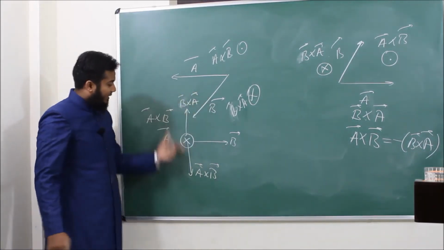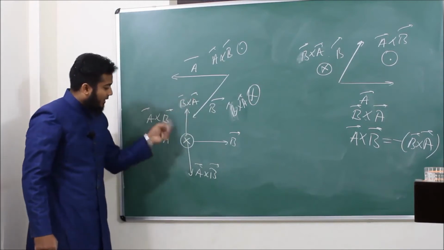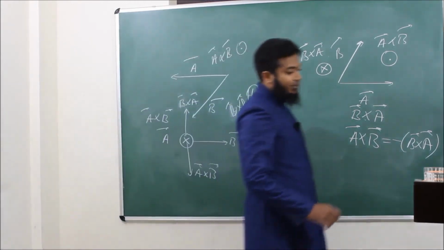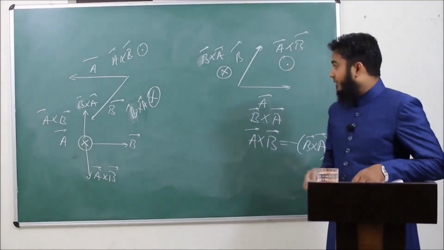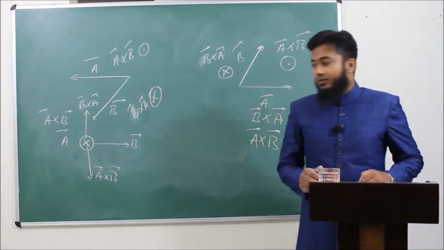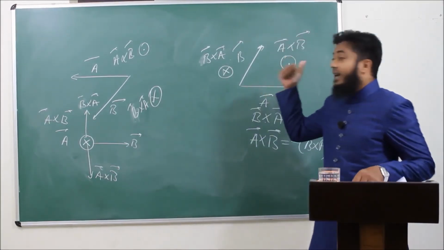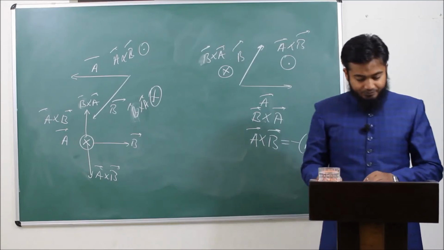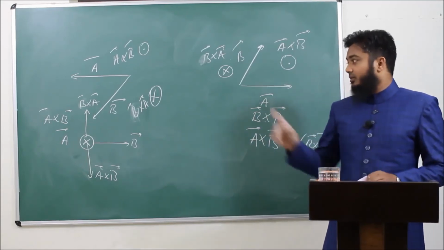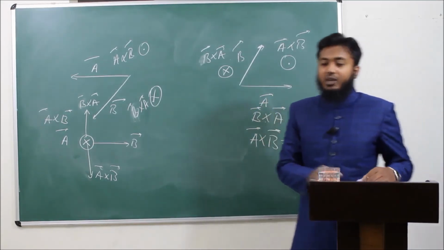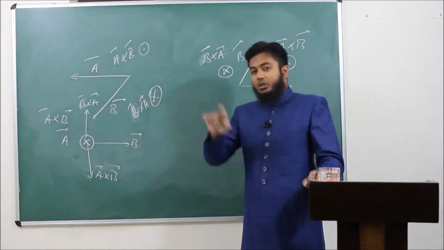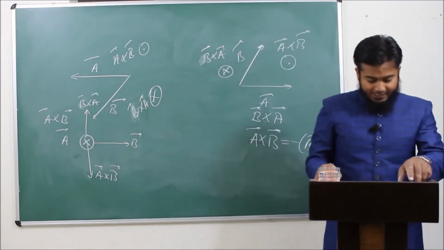So you can clearly see here that A cross B and B cross A are just opposite. They are anti-parallel. So this way you can find the direction of A cross B, that is n cap there. And we see that the cross product is not commutative. A cross B and B cross A are in opposite direction.